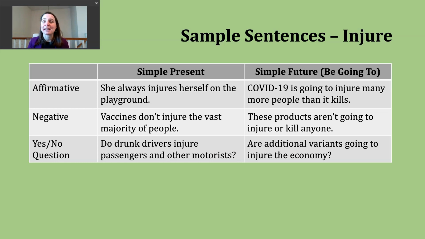Lastly, let's look at making a yes or no question. To do this, we're going to start with a present form of be, whichever form matches our subject, and the subject comes next, then going to, and our base verb. Here's another example. Are additional variants going to injure the economy? Right? So this would tie back to that second definition, harming something, right? Because we're not talking about a person in this case.